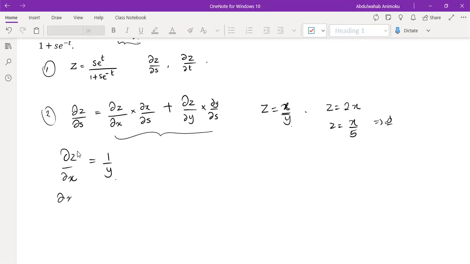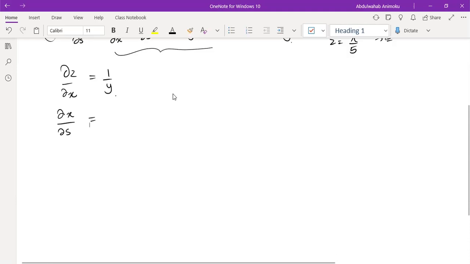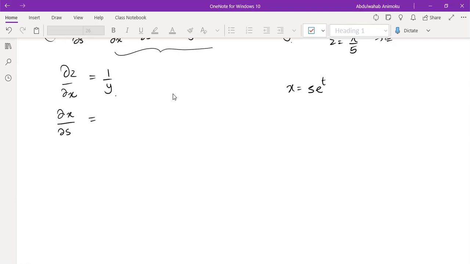Now let's look for del x del s. We know that x is s e raised to power t. To find the derivative of this with respect to s, it's very clear that e raised to power t is just acting like a constant. So the answer will just be e raised to power t.